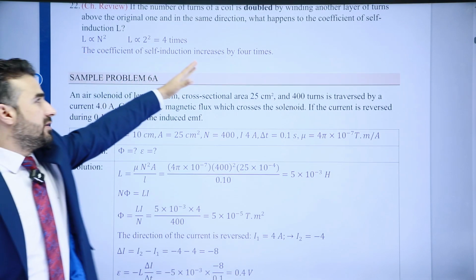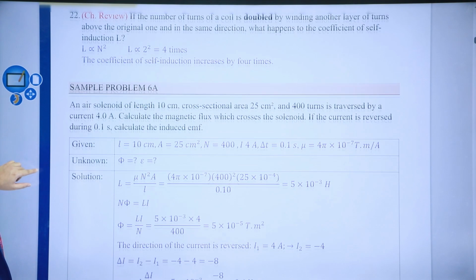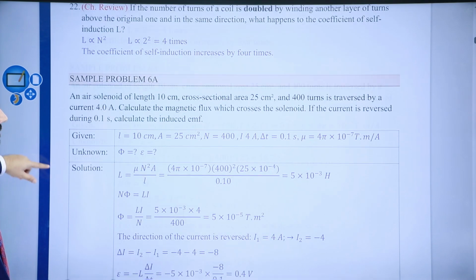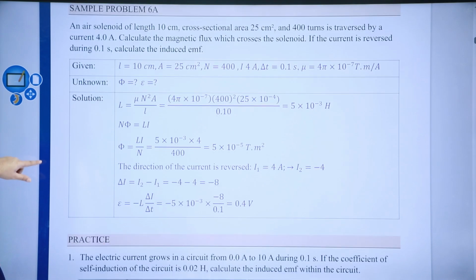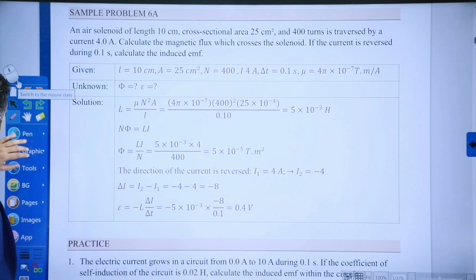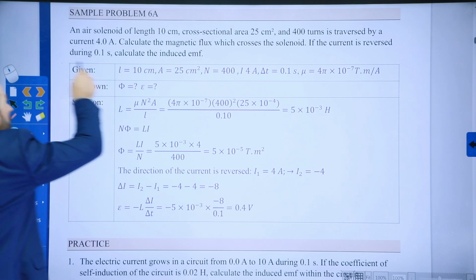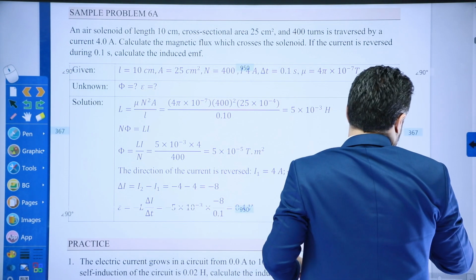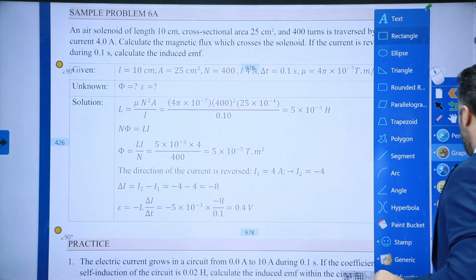So the coefficient of self-induction increases by a factor of 4. Okay. Now, we have a question here. Remember, it says an air solenoid. Let's solve this question together. So what do we have? Is it a coil or a solenoid? It is a solenoid, yes, because that is what the question tells you.